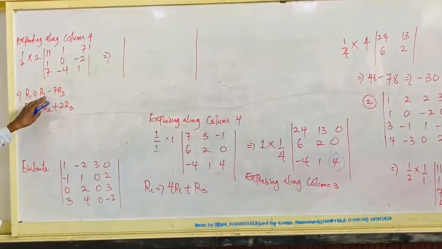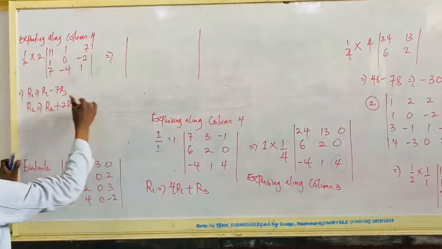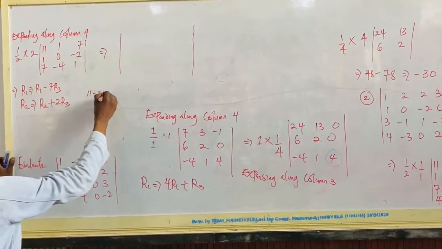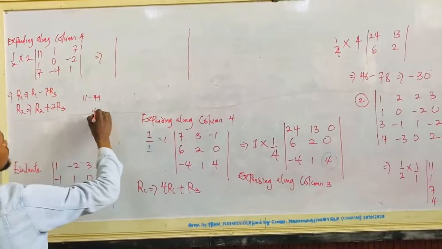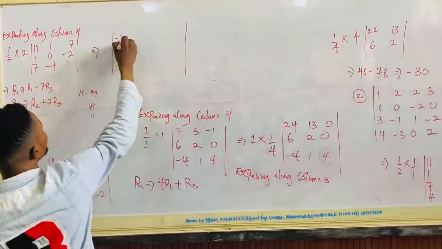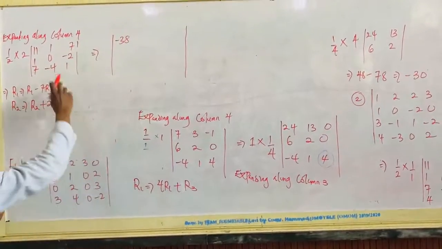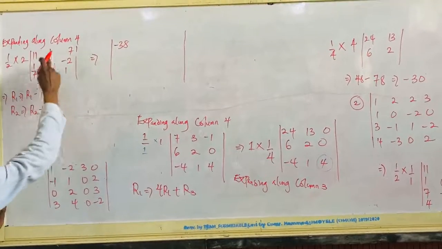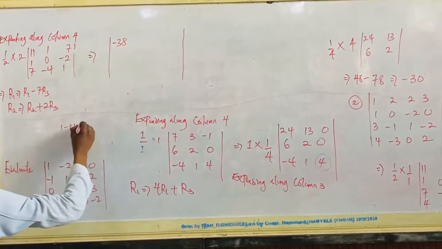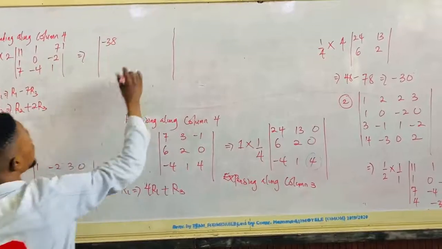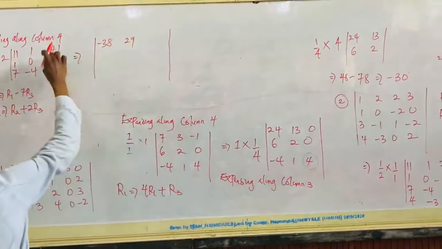row 1 minus 7 row 3. 11 minus 7 times 7. 11 minus 49. That's minus 38. The same thing here. 1 minus 7 times minus 4. That's 1 plus 28. 29. 0.